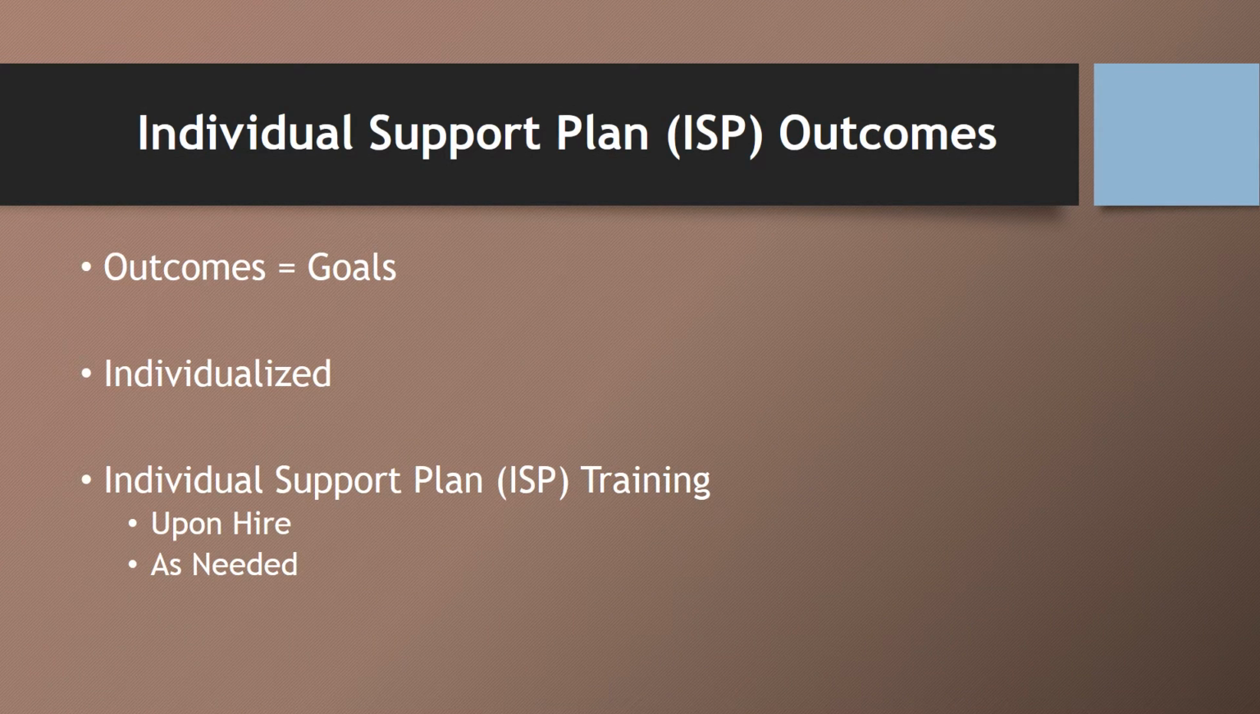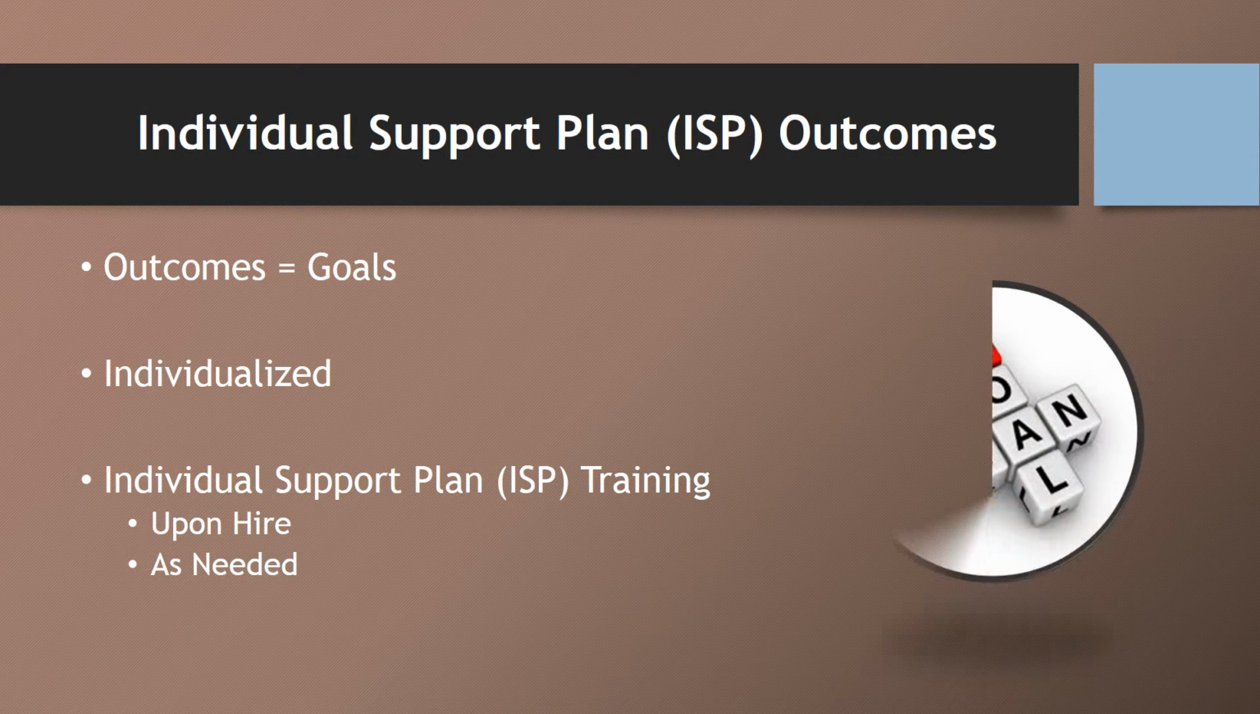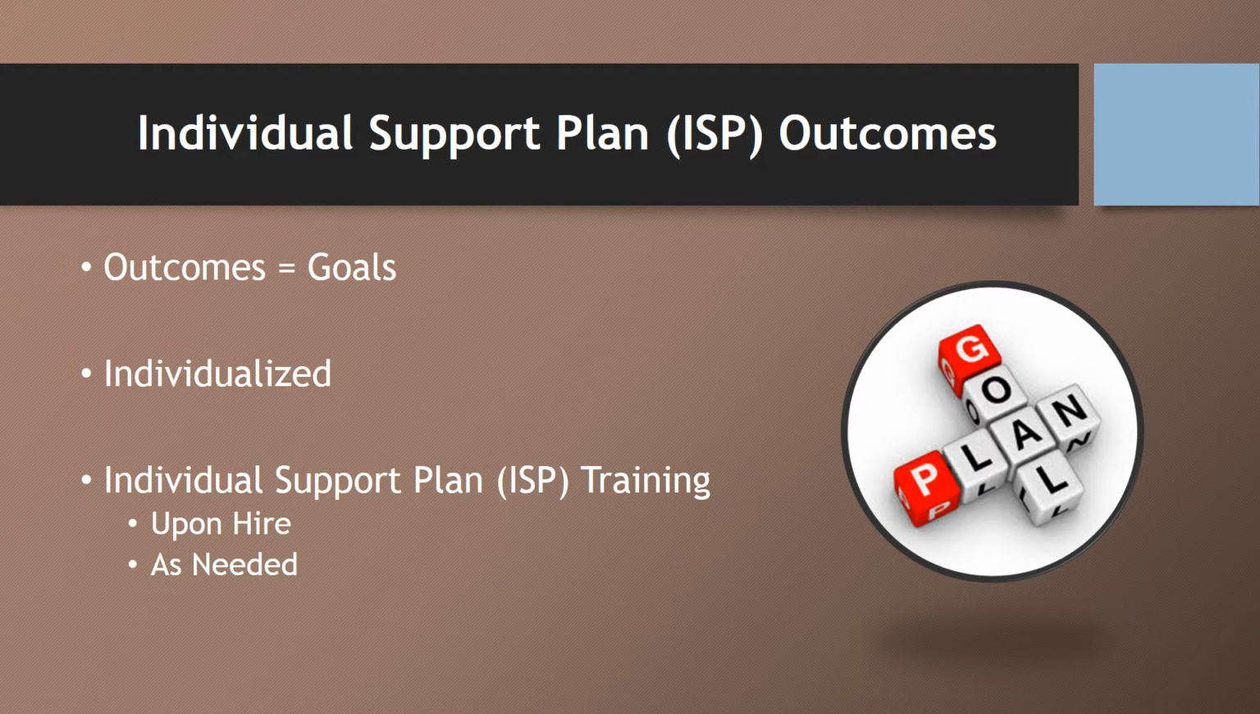The first thing you need to know is what are the outcomes in the participant's individual support plan, or ISP. An outcome is a goal. It's something the participant wants to achieve. The participant could have one or many outcomes. It depends on each individual's wants and needs.